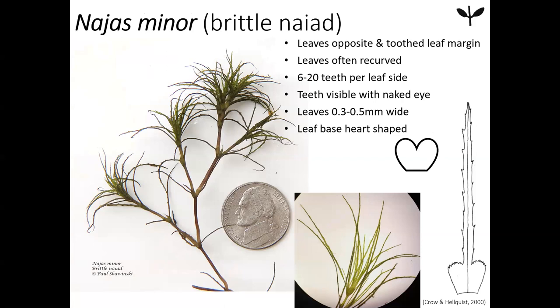Typically, this plant is going to be relatively bushy, and the leaves are going to be recurved. So those leaves are going to curl back onto the stem, basically. And then this is going to have similar teeth overlap with the gracilima, 6 to 20 per leaf side, typically 0.3 to 0.5 millimeters wide, and more of a heart-shaped leaf base.